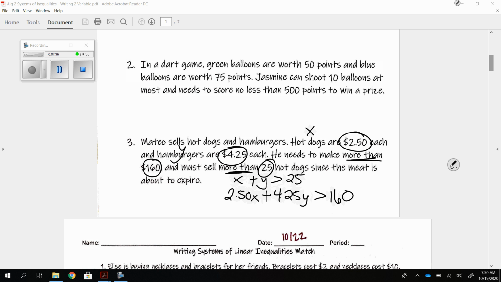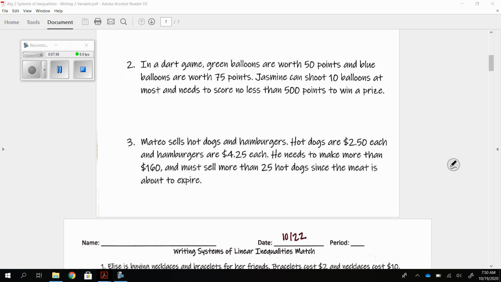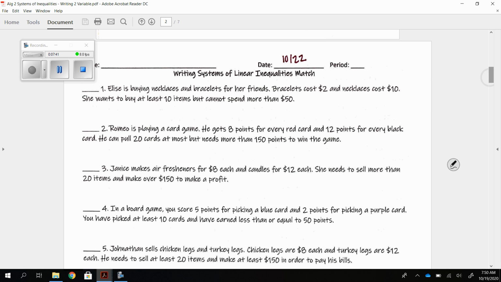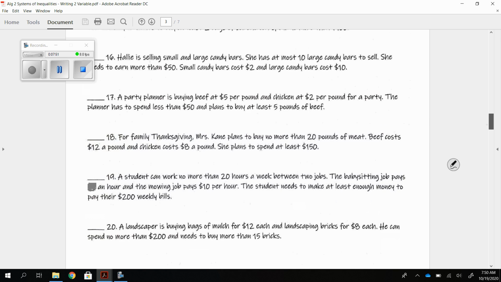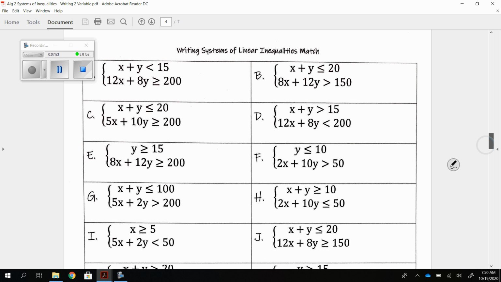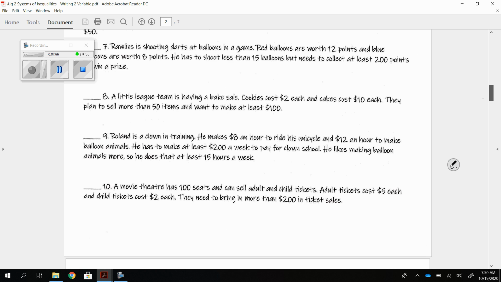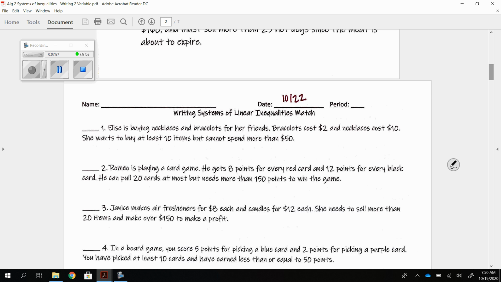You're remembering your notes to use which sign, and then you're just using the numbers in the word problem. All right? Complete the matching worksheet. It looks like this. Let me scroll down. Elise is buying necklaces and bracelets for her friends. Match them with these. So you'll write out the equations and you'll match them. All right. Let me know if you have any questions.